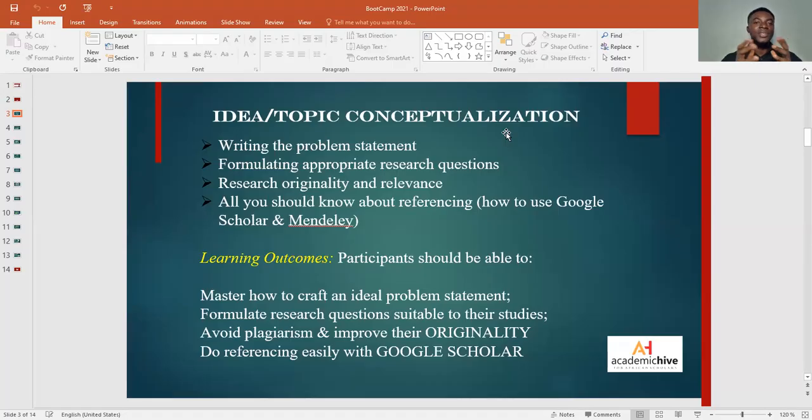At the end of this session, it is hoped that all participants should be able to master how to craft an ideal problem statement, formulate research questions suitable to their studies, avoid plagiarism, and improve the originality of their work. And finally, all participants should be able to do referencing easily with Google Scholar.